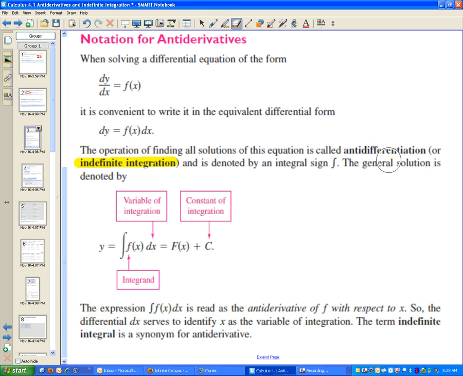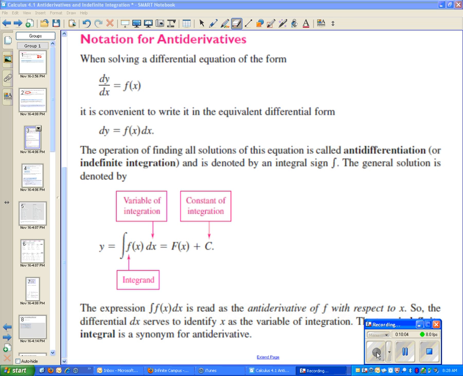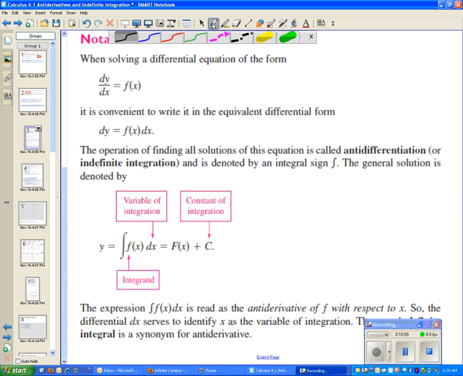Either way, antidifferentiation or indefinite integration, they're both denoted by what is called an integral sign. It's supposed to look like an S that gets stretched out. It doesn't to me, but that's what it's supposed to look like. The general solution is denoted by, that means written as, all right, so here we go. y equals the integral of f of x dx.